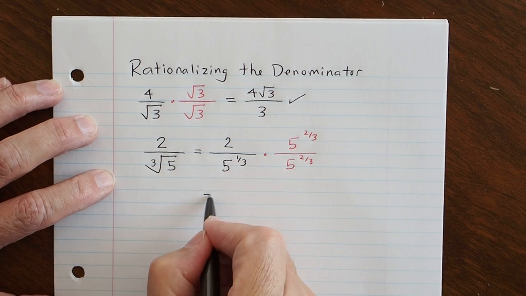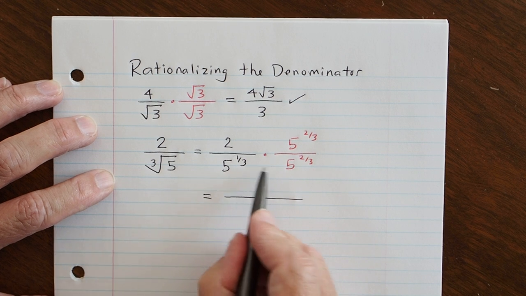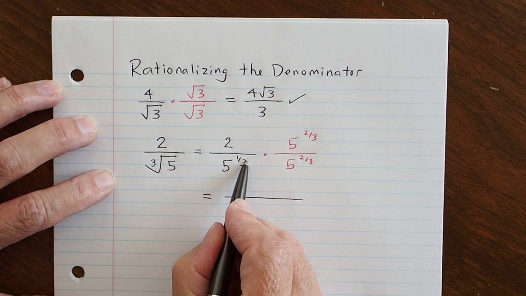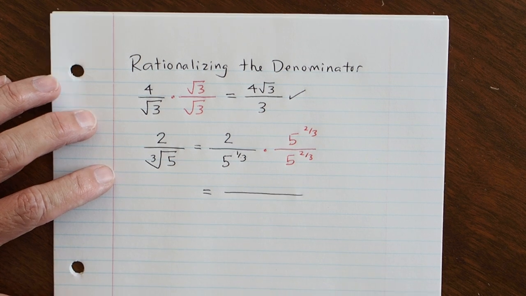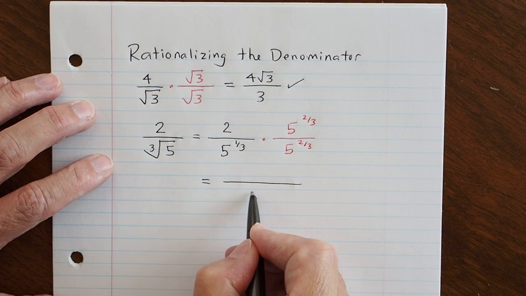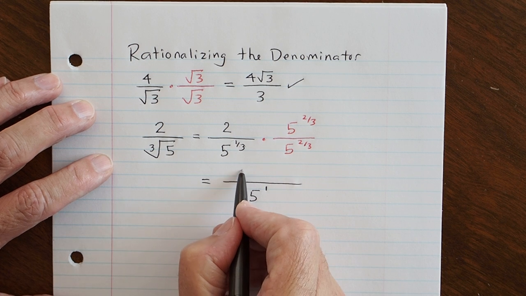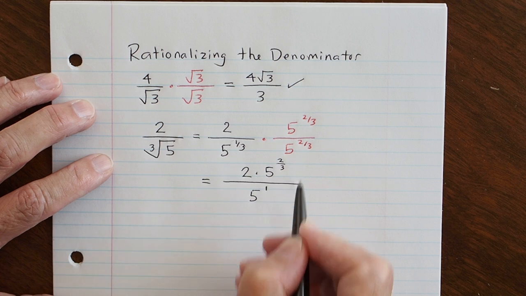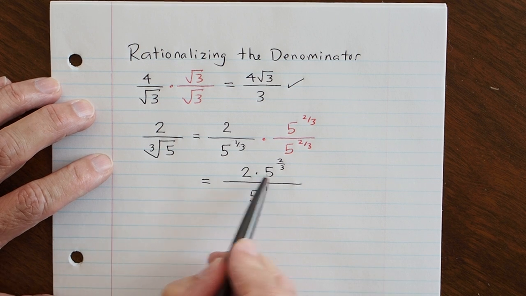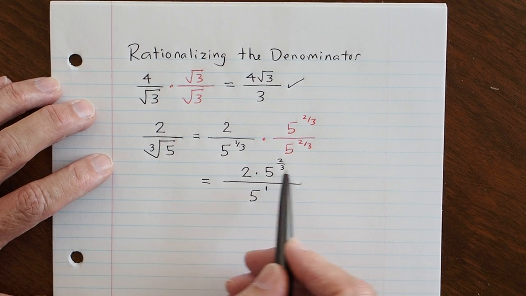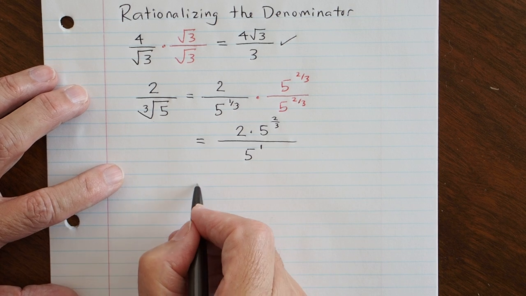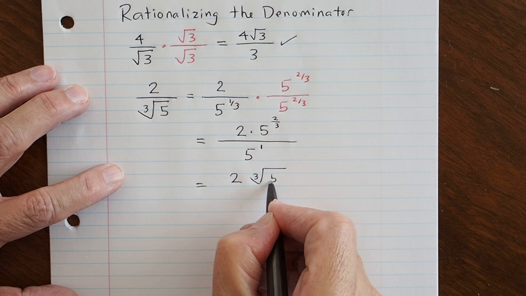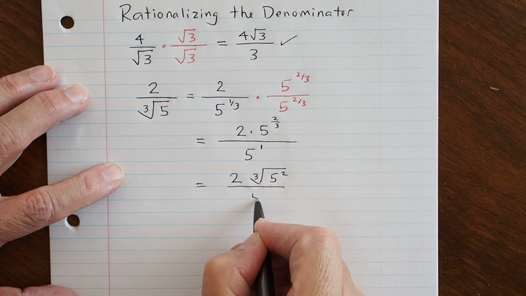And when we multiply that out, the bottom is 5 to the 1/3 times 5 to the 2/3. You're going to add these exponents because you're multiplying powers of like base, and that's going to give you 5 to the 1. The top becomes 2 times 5 to the 2/3. And we're going to take a moment to rewrite this back in this radical format. So that would look like this. 2 times the cube root of 5 squared, all over 5.